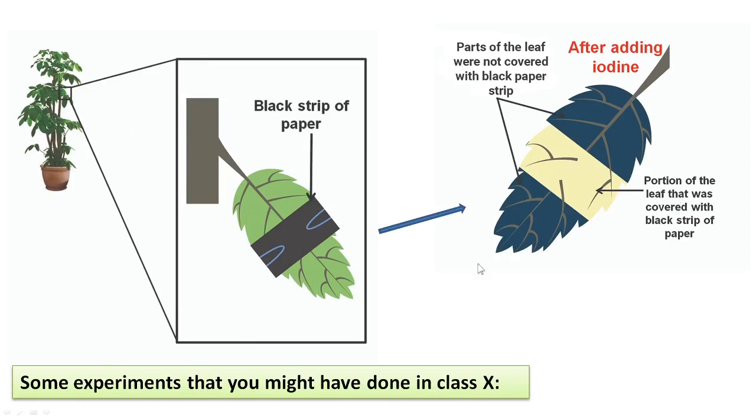In this particular experiment, it shows that sunlight is necessary for photosynthesis. We can perform this particular experiment. You keep one potted plant.